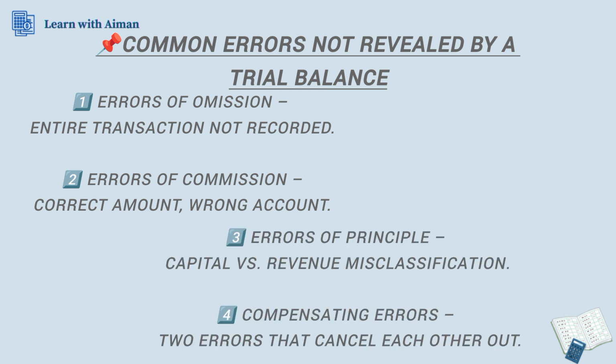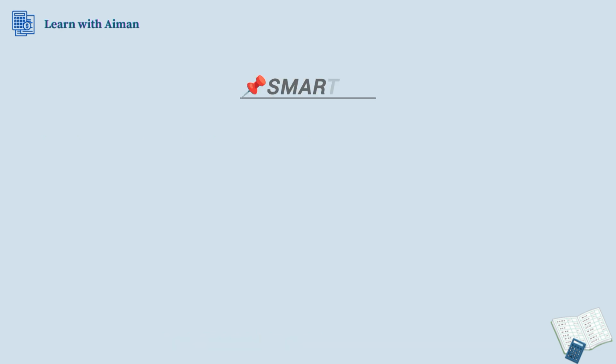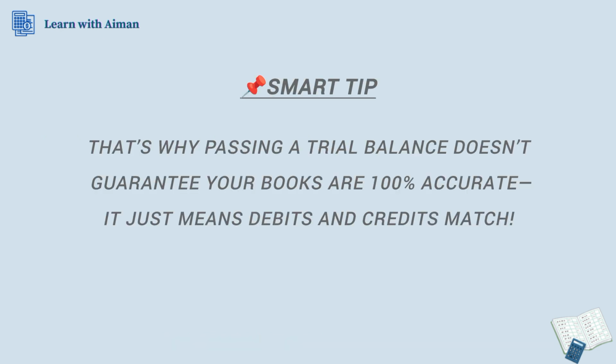In this type of error, the capital versus revenue misclassification. Compensating errors: two errors that cancel each other. Smart tip: that's why passing a trial balance doesn't guarantee your books are 100% accurate. It just means debits and credits match.